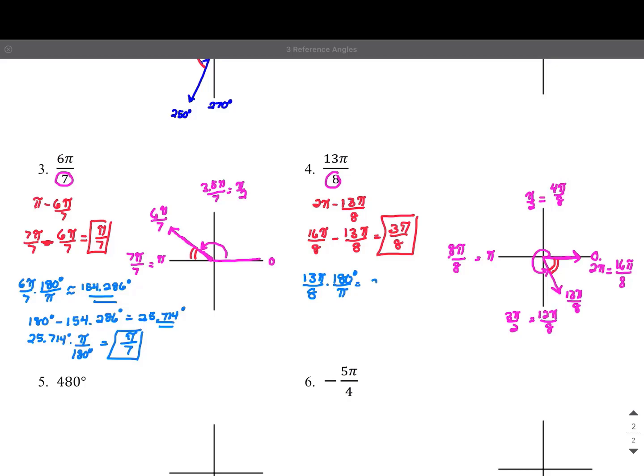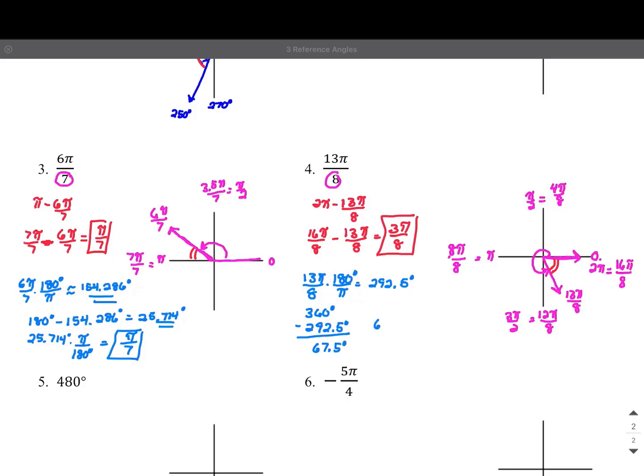This is going to give you 292.5 degrees. That's definitely between 270 degrees and 360 degrees. So yes, we're in the fourth quadrant. Now you do 360 degrees minus 292.5 degrees, and you're going to come up with 67.5 degrees. Again, that's not your answer.